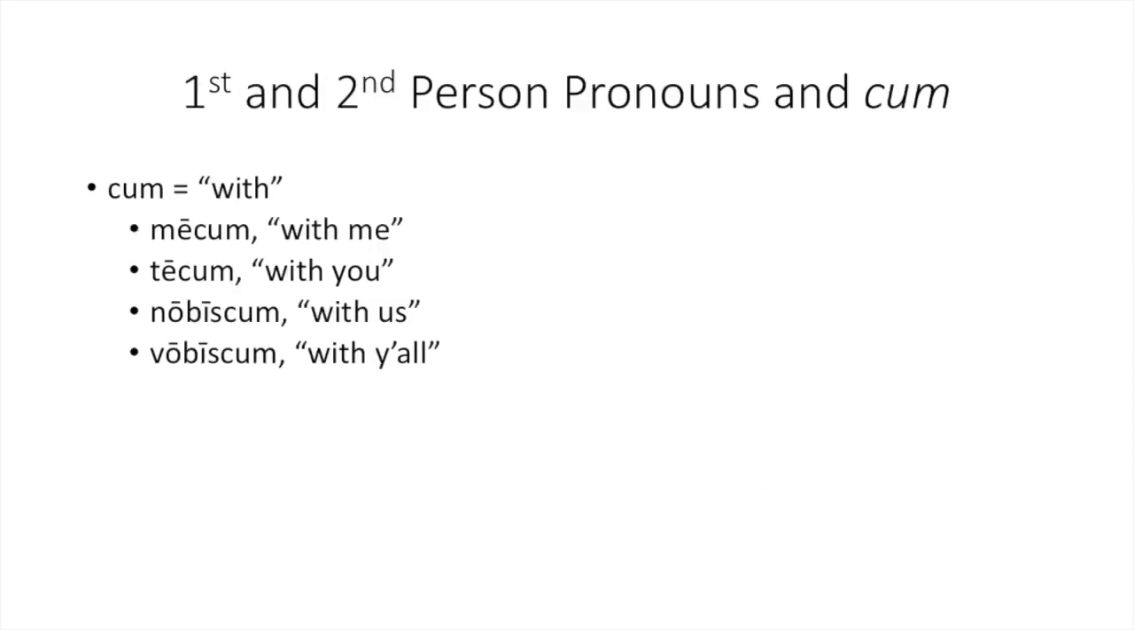Let's move on to another interesting use with first and second person pronouns, and that's with the preposition cum. Normally, you say cum amico or cum populo, with the friend or with the people, and the preposition comes first. However, with these four pronouns, the preposition is added on to the end of the pronoun, just like with ne or que, like we've already seen. So it becomes mecum for with me, tecum with you, nobiscum with us, vobiscum for with y'all.